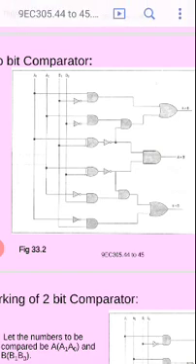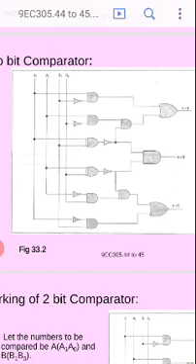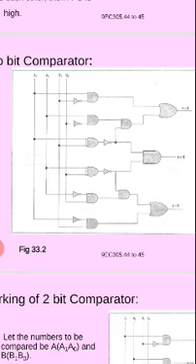For the last AND gate, the input given is B1 and A1 bar, or B1 complement with a NOT gate, and the output of that AND gate is given to the OR gate, that is called A less than B.